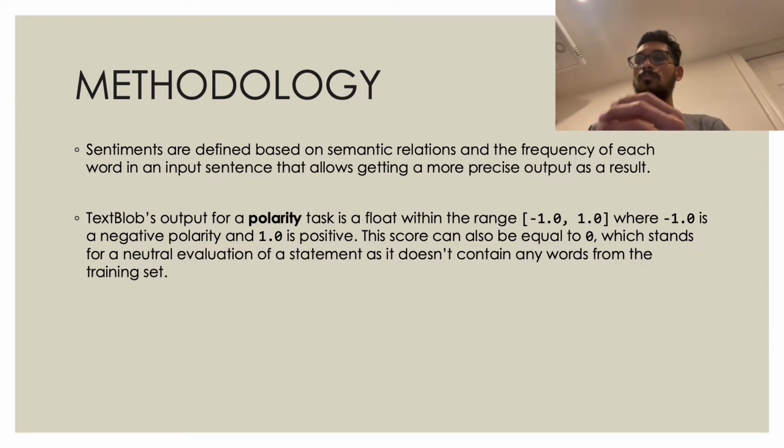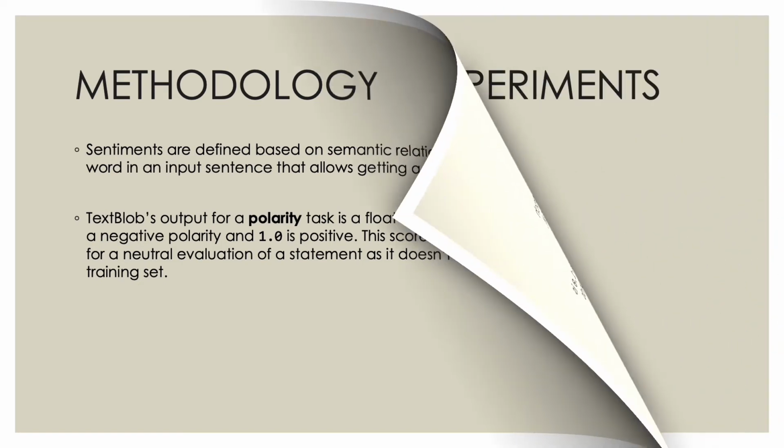The first step is accomplished by feeding the necessary input details. A user can obtain the sentiment scores in the form of polarity and subjectivity that were discussed before. TextBlob's output is in the form of polarity, just as I talked, within the range of -1 to +1, where -1 is a negative sentence and +1 is a positive. The score 0 can also be achieved, which stands for a neutral evaluation, and the statement doesn't contain any words from the training set.